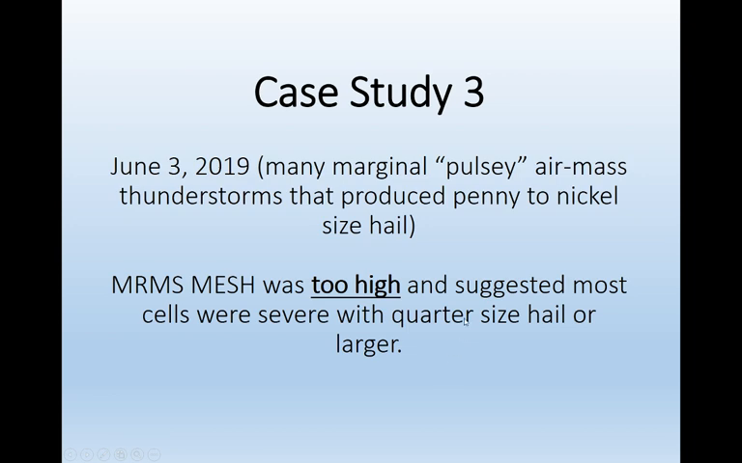So before I get into my last case study of this talk, quick summary. So case 1, we had more of a pulsy air mass thunderstorm type of day, decent CAPE but weak shear. Storms were more of a vertically upright updraft, and MESH was underestimating on that day. And then case study 2, we had our nice high-end supercell thunderstorm with a deep mesocyclone, a nice tilted updraft, and MESH was underestimating by quite a bit.